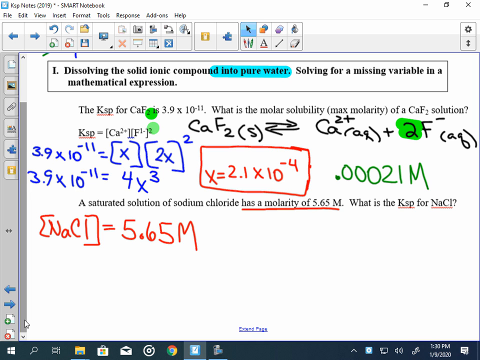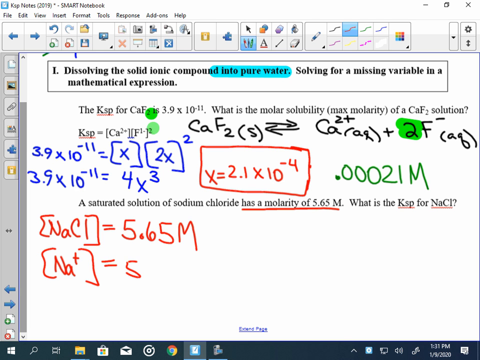Super. Hey, question for you. Well, we know the molarity of a saturated solution of sodium chloride is 5.65 molar. My question for you, if I could look inside that solution, what is the molarity of just the Na plus? Absolutely. And then you would agree chloride would be the same, right? Get one out of each one. Yep. That makes sense to me.